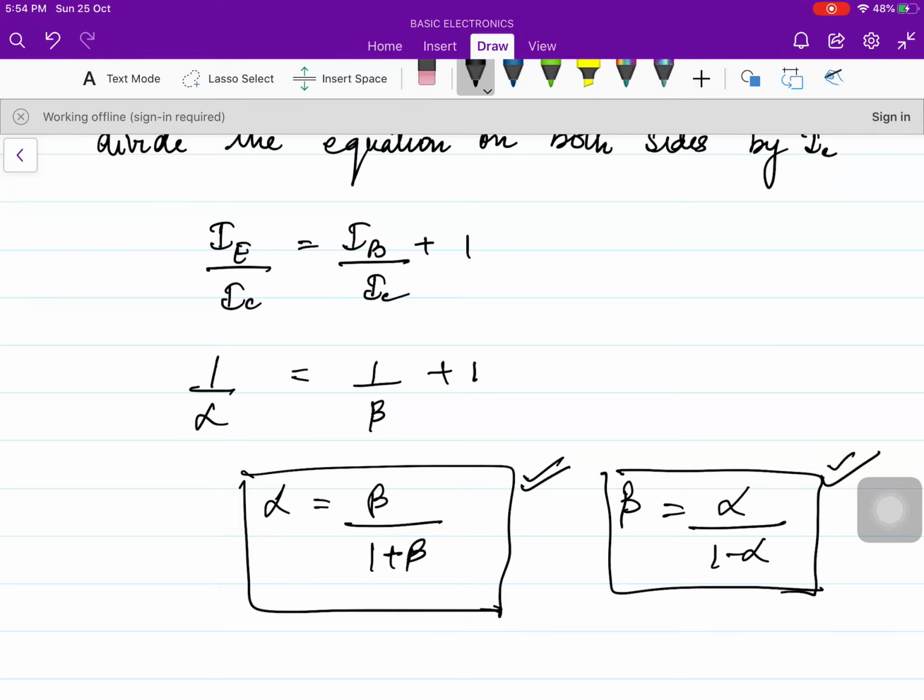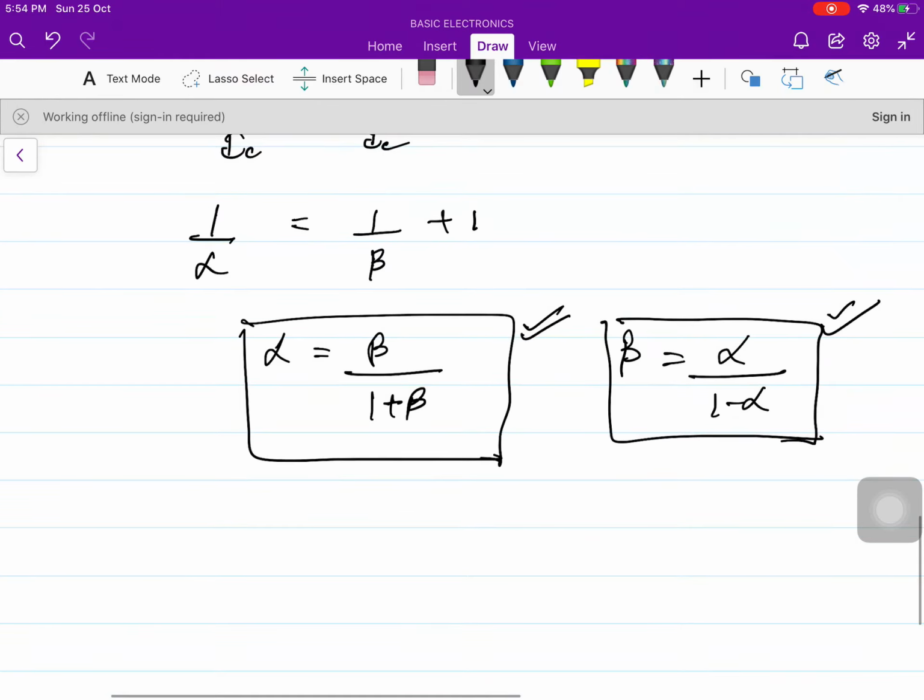So in 2 marks questions, you are frequently asked in university to write the relationship between alpha and beta, or you are also asked to derive the relationship. So this is how we derive the relationship between both of them.